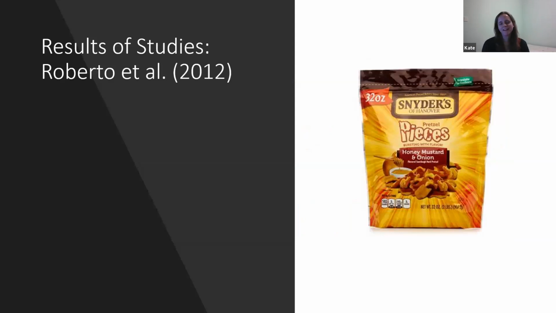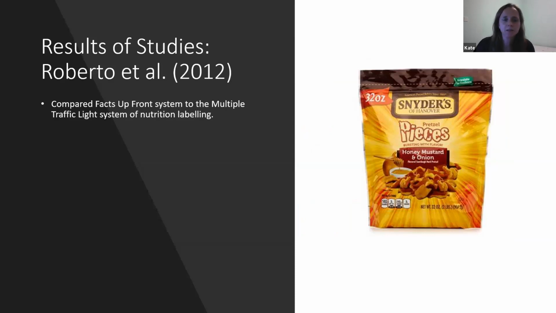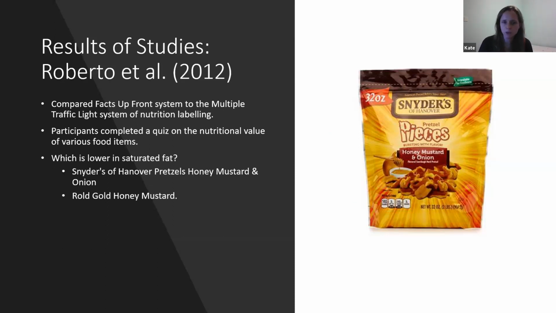Okay, so there's a study by Roberto et al. in 2012, which compares these 2 systems. What they did was they compared them by asking participants to complete a quiz on the nutritional value of various food items. So they were shown, for example, 2 products that were very similar. So they might have been shown Snyder's of Hanover pretzels, honey mustard and onion, that you can see on the right hand side, the packaging for that.